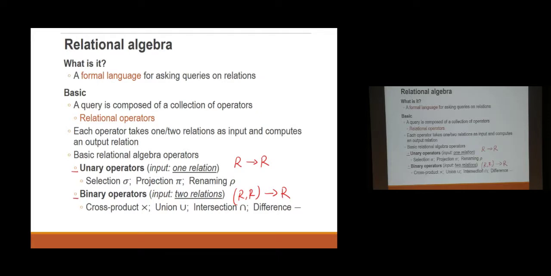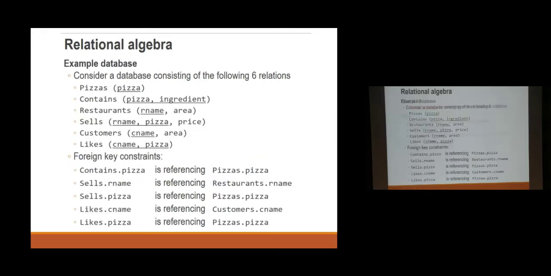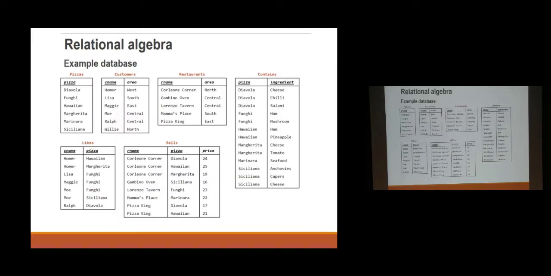Okay, so the important thing is that it outputs a relation. The input is one relation or two relations, and then you output a relation. So we work on this example database with some example foreign key constraints. You have pizza, restaurant, customers, and what the customer likes, what the pizza contains, and so on. It's kind of small on my screen, but especially the contains table has a lot of rows, so I have to make the font smaller.